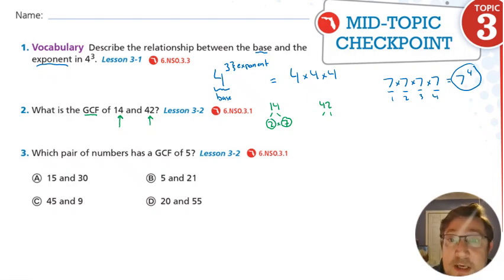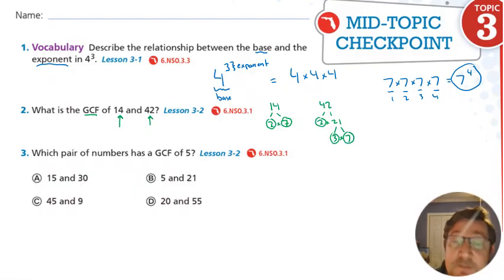42, that's going to be 2 times 21. 2 is prime, so I'm done with the left side. But 21 is composite. So I can still multiply to get 21. So what 2 numbers multiply to get 21? 3 times 7. 3 is prime, circle it. 7 is prime, circle it. And now I'm done. So this is the first step. Get the prime factorization of both of the numbers.